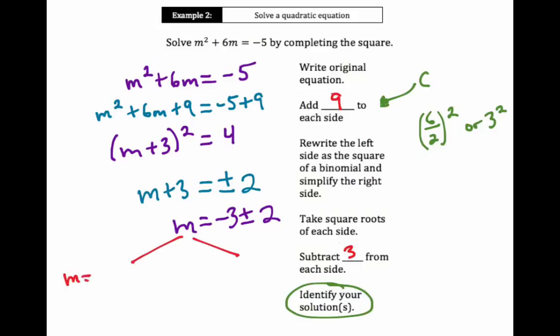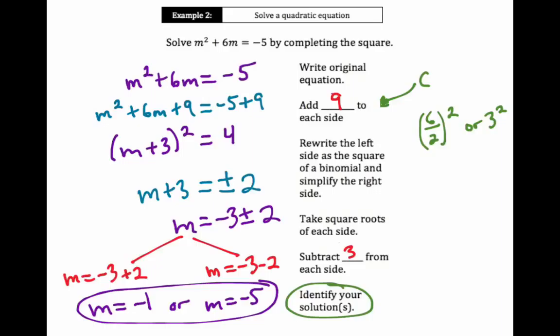I've got to break into my alternate universes. M is negative 3 plus 2, and m is negative 3 minus 2. That means that m equals negative 1 or m equals negative 5. There are my solutions.